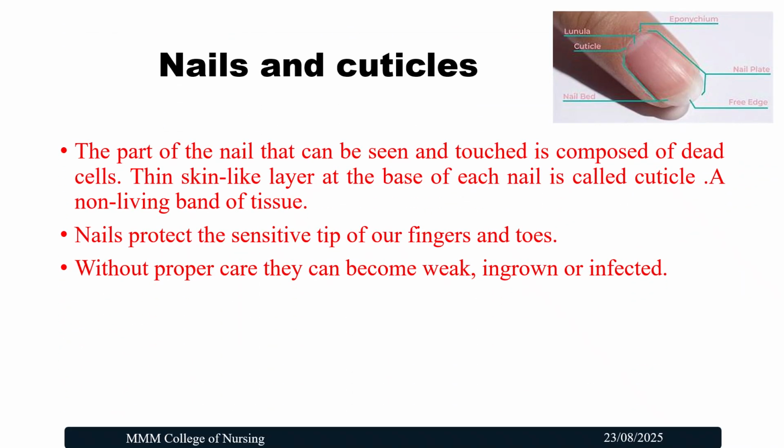Then nails and cuticles. The parts of the nails that can be seen and touched are composed of dead cells. The thin skin-like layer at the base of each nail is called the cuticle, a non living band of tissue. Nails protect the sensitive tips of our fingers and toes, and without proper care, they can become weak, ingrown, or infected.